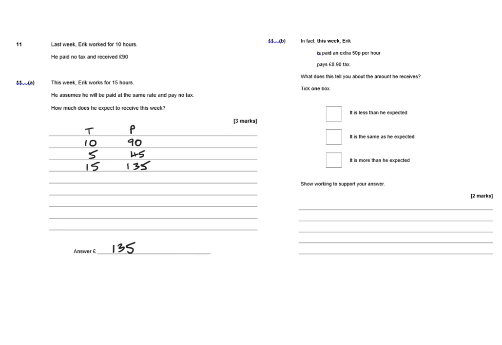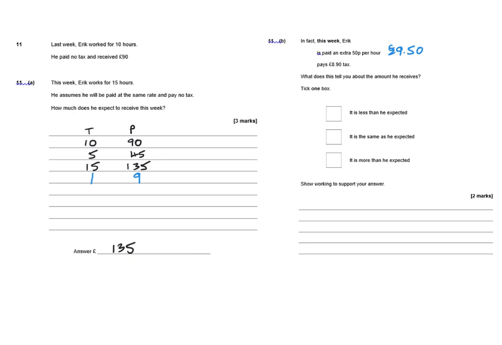So Eric is paid an extra 50p per hour. Okay, well, hang on a minute. Let me go back and have a little look at that. So the hourly pay, so for 1 hour, that would be £9, wouldn't it? So the extra 50p per hour would be 9.5 or £9.50 if money is a sensible way of putting it. He pays £8.90 in tax. What does that tell you about the amount he receives? So is it more or less than expected?